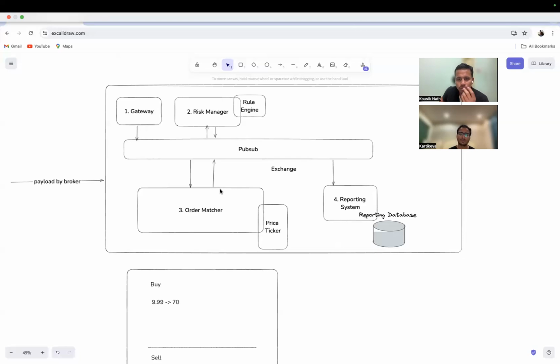Now the question is, how will it happen here? Our gateway has taken the event and put it in the pub sub, and once the order matching happens, the event goes to the reporting system. So when do you reply to the user that this is the result of this match or of this call?